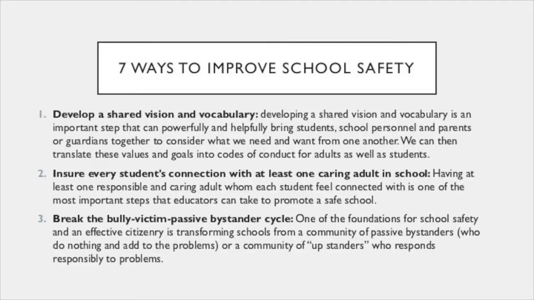So we've talked about what is school safety. Now, what are ways we can improve school safety? Since we went with 7 ways to improve school climate, we'll go with 7 ways to improve school safety. First of all, develop a shared vision and vocabulary. Developing a shared vision and vocabulary is an important step that can powerfully and helpfully bring students, school personnel, and parents or guardians together to consider what we need and what we want from one another. We can then translate these values and goals into codes of conduct for adults as well as students.